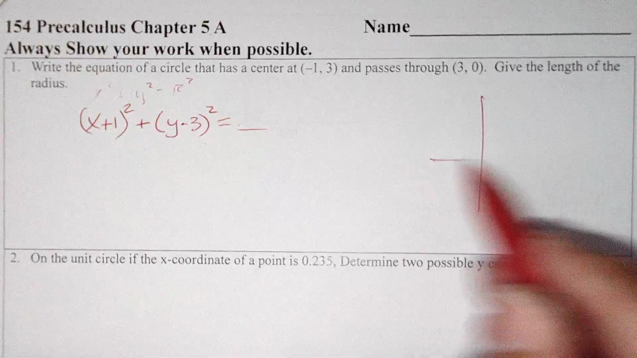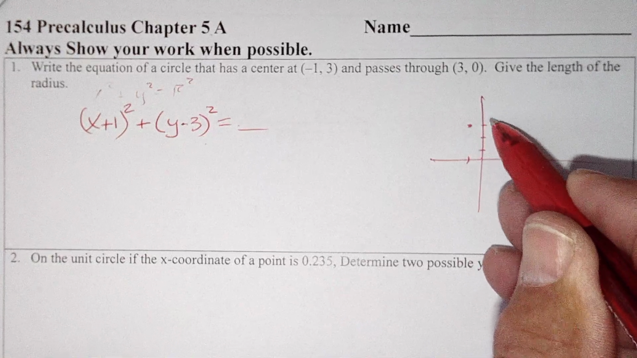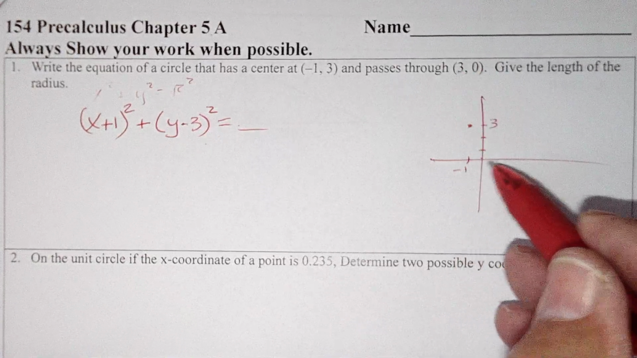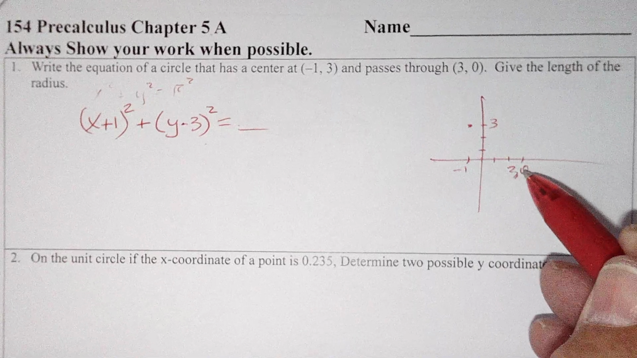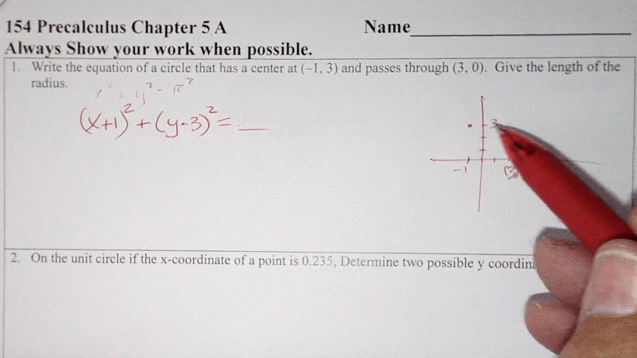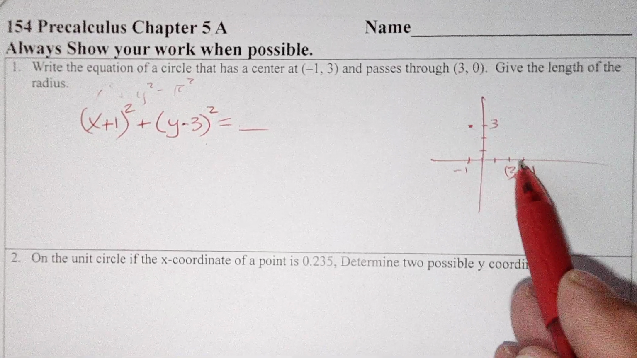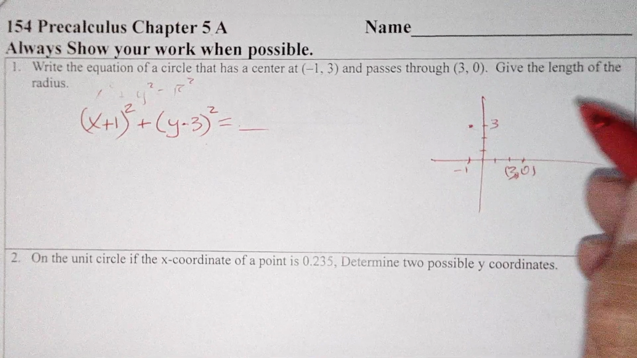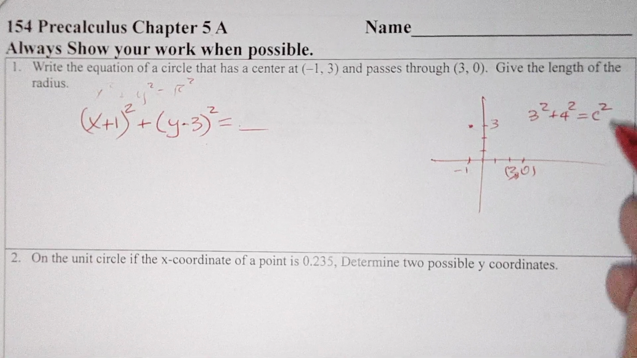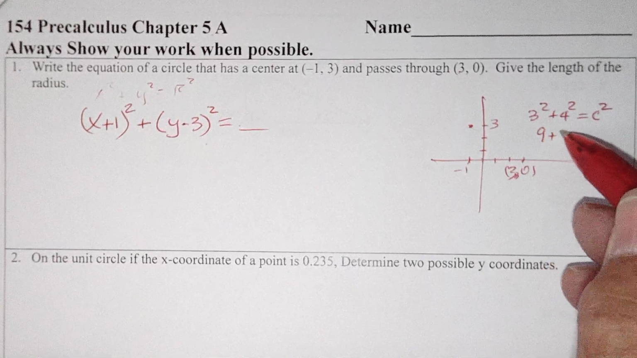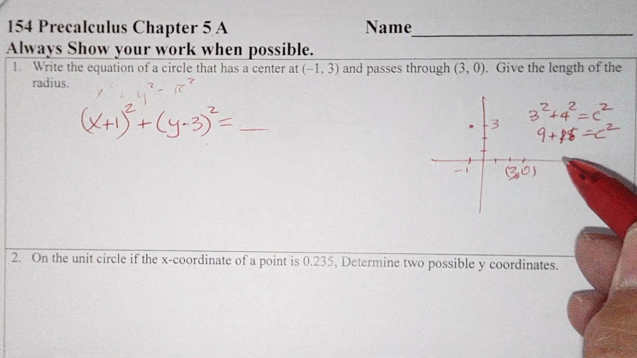So if I do a quick sketch, the center's at minus 1, up 3. And it's got to go through 3, 0. So the radius is from here to here. The way you find the distance between 2 points is change in x, which is 4, and change in y, which is 3. So I get 3 squared plus 4 squared equals c squared. A squared plus b squared equals c squared. 9 plus 16, which is 25.